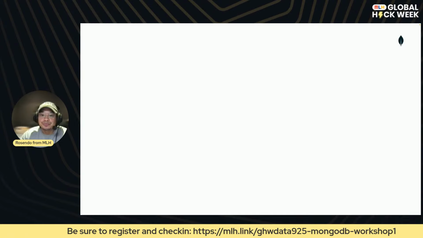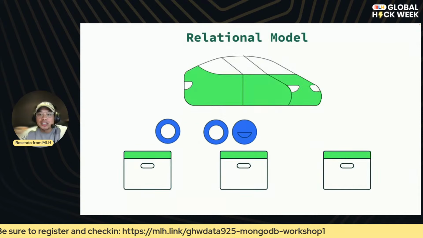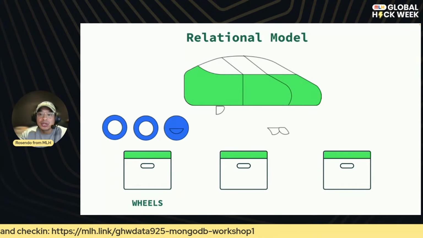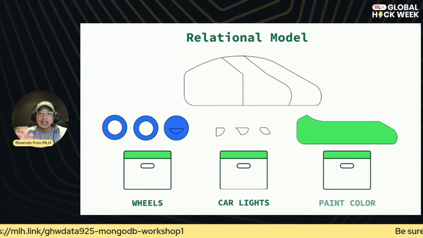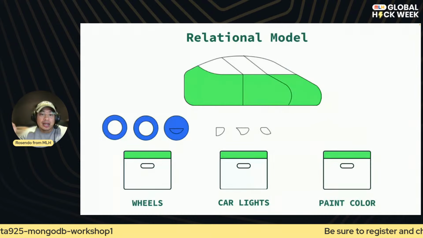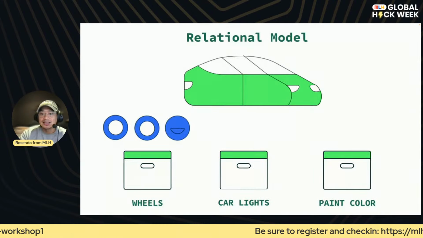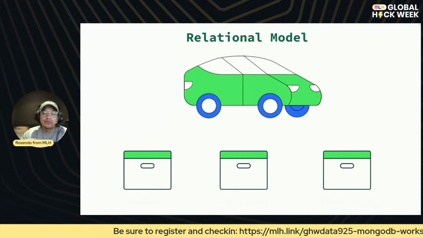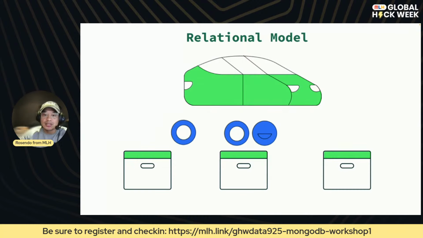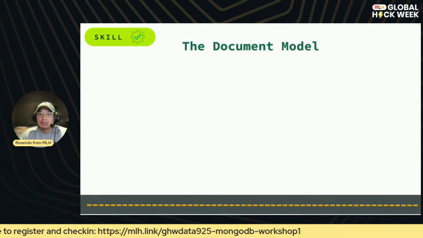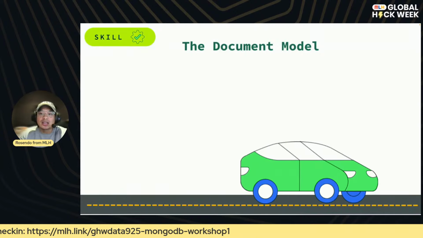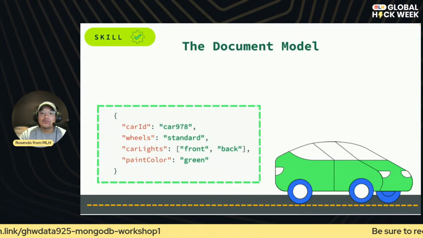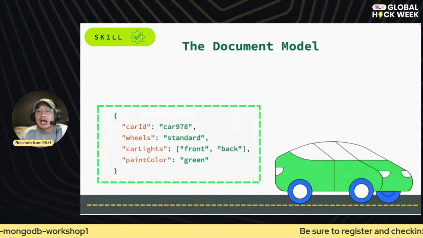Traditional relational databases store data in tables. So if you were to think of an entity like a car, each attribute, it has the wheels, it has the car lights, it has a certain type of color, would have to be stored in separate columns within a relational database table. But here in MongoDB, we store the data in JSON-like objects, and it has a very flexible schema, which is something we'll also dive into later.